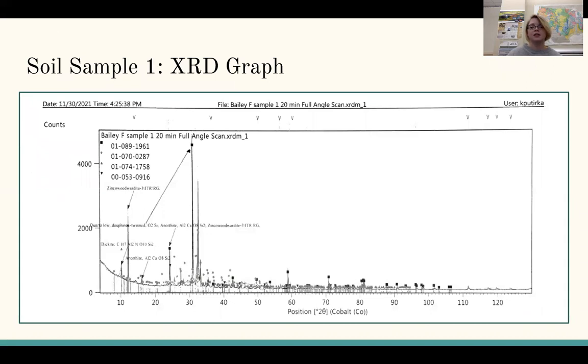All right, and this is the XRD graph for sample 1. Each peak corresponds with a specific compound. Quartz, for example, is the largest peak displayed. The higher the peak, the higher the concentration. So looking at this graph, there's a lot more quartz in my soil than dickite, which is a type of clay. A substance called zinco-woodwardite was found, which is a sulfate, which is typically a naturally occurring mineral.